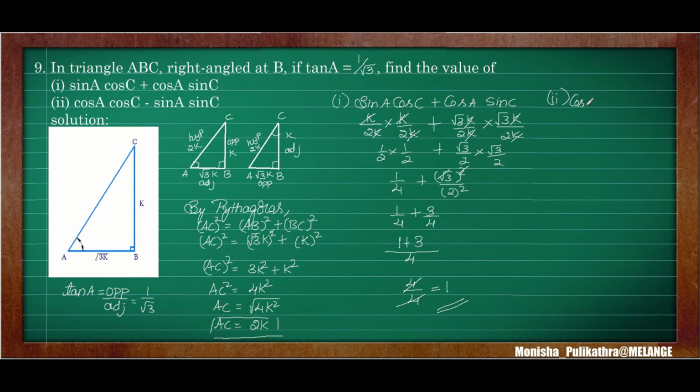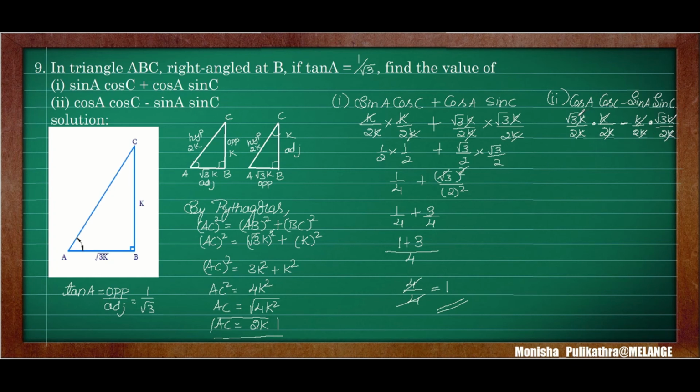The second question is cos A cos C minus sin A sin C. So first is cos A. Here cos A is equal to adjacent by hypotenuse, that is root 3K by 2K, into cos C. Cos C is adjacent by hypotenuse, that is K by 2K, minus sin A. Here sin A is opposite by hypotenuse, that is K by 2K, into sin C. Sin C is adjacent by hypotenuse, that is root 3K by 2K. Fine. So here again all the K's get cancelled.